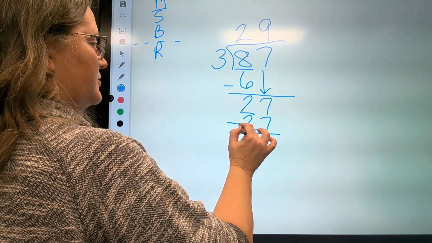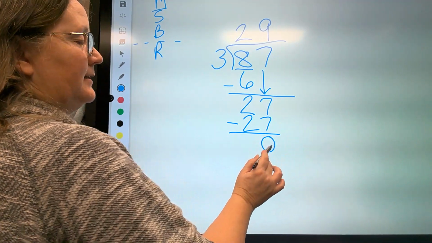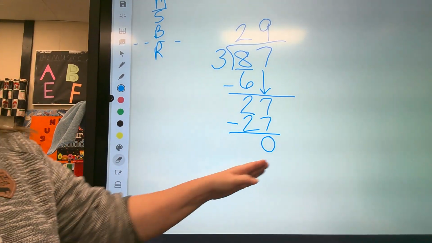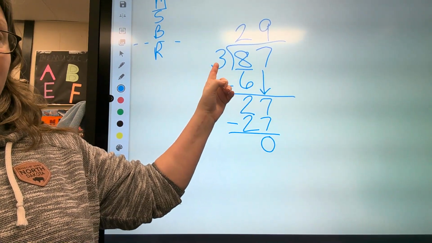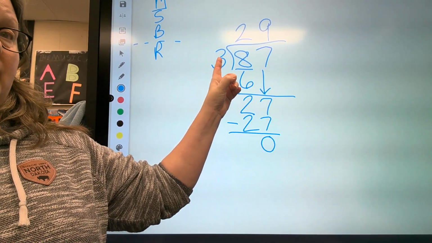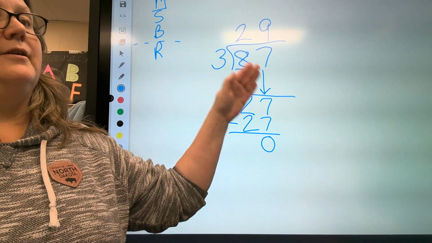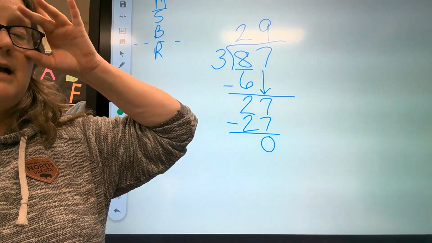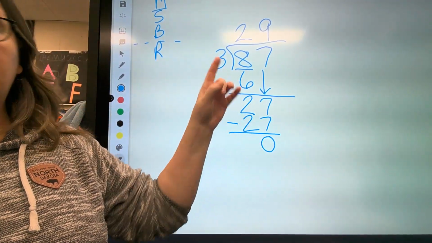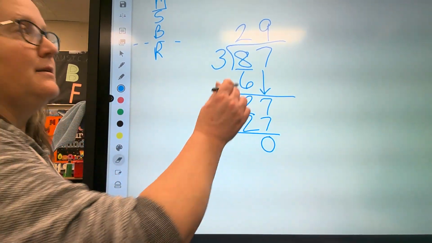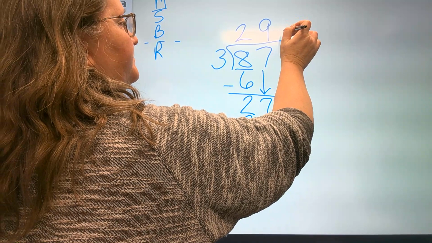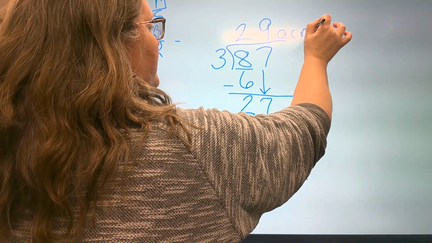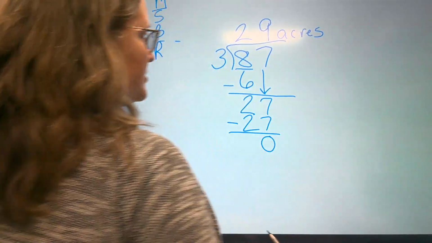I have to keep going until I either get 0 or a number that's smaller than my divisor, okay? Because if it's bigger than my divisor, I can keep going again. I start over, but my remainder is 0. So 29, what would my label be? Acres, because I want to know how many acres are in each section.